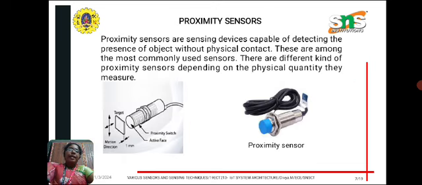A proximity sensor is a sensing device capable of detecting the presence of an object without any physical contact. These are the most commonly used sensors. There are different kinds of proximity sensors depending on the physical quantity they measure. It will send some type of radiation to the target. If it detects any object present, it will automatically sense the data and transmit it to the microcontroller. This is the proximity sensor.